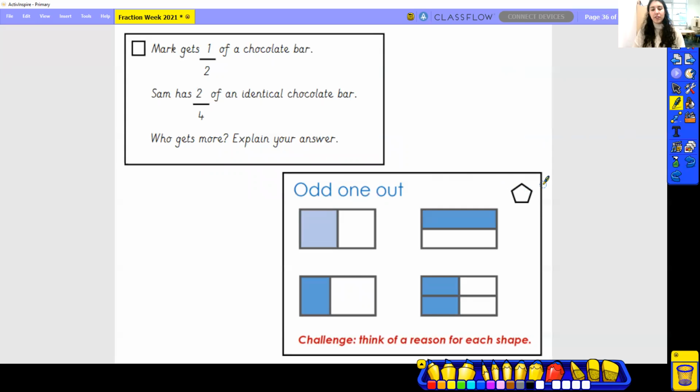And then the pentagon sheet to finish off is an odd one out activity. So you need to tell me which shape is the odd one out and why. And for an extra challenge, maybe you could see this as the hexagon sheet possibly. I would like you to think of a reason why each of these could maybe be the odd one out. Okay, so that pentagon sheet, just tell me once which one is the odd one out. Please try to think about the learning that we've done today. And then for that hexagon sheet, maybe you could think of a reason why each one of these examples could possibly be argued to be the odd one out.